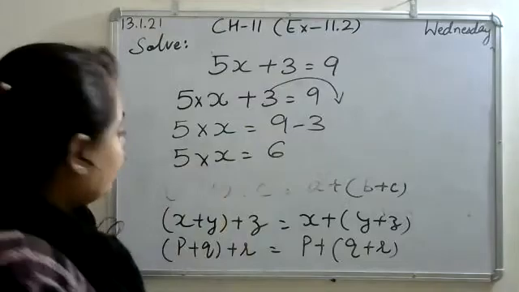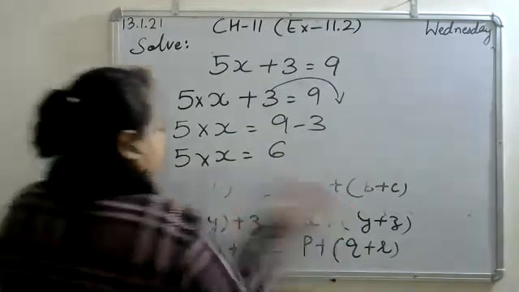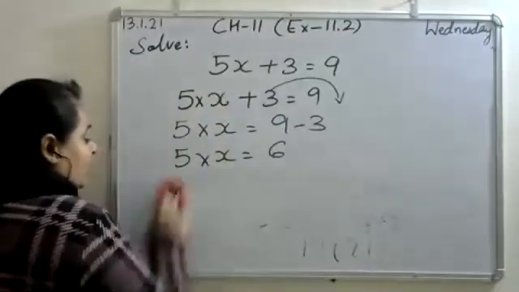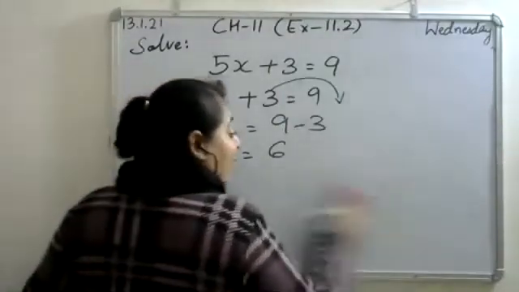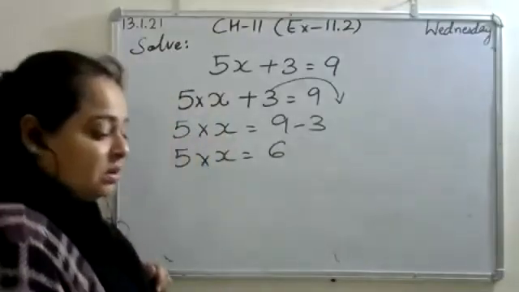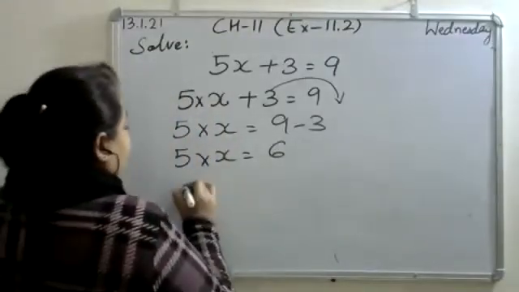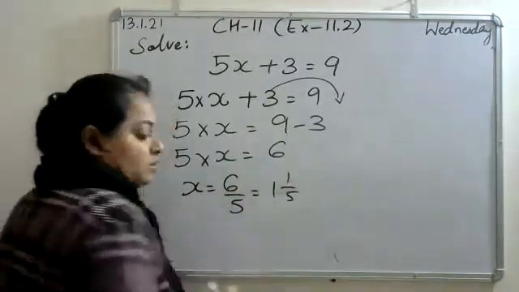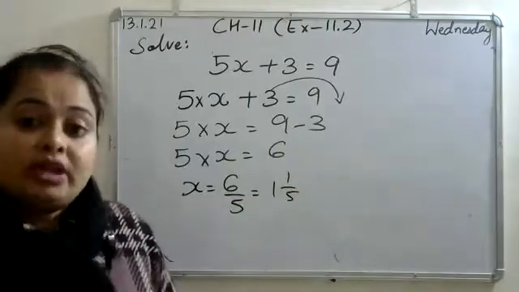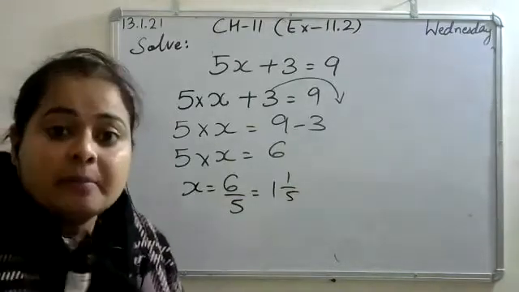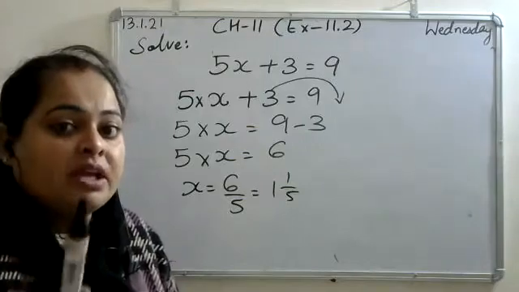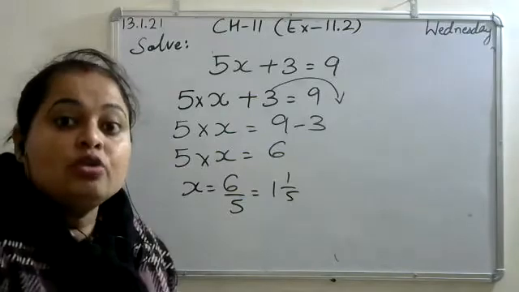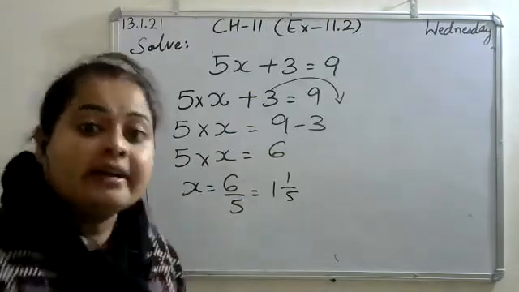Now in the end you will shift this 5. This is a rule. Always shift the number first which is not with the variable. Now x is 6 divided by 5. So 1 whole 1 by 5. So this is very important. You will always shift that number first which is not with the variable. The number which is with variable, you will shift that number in the end.